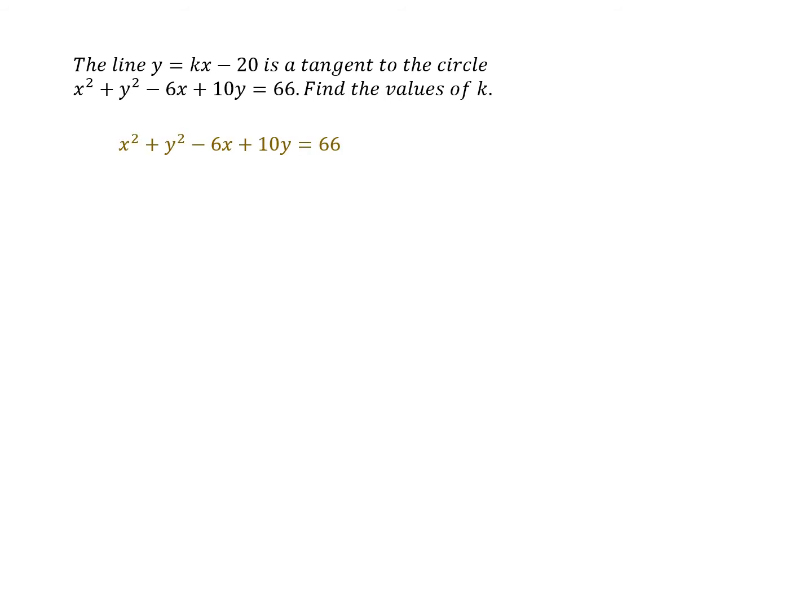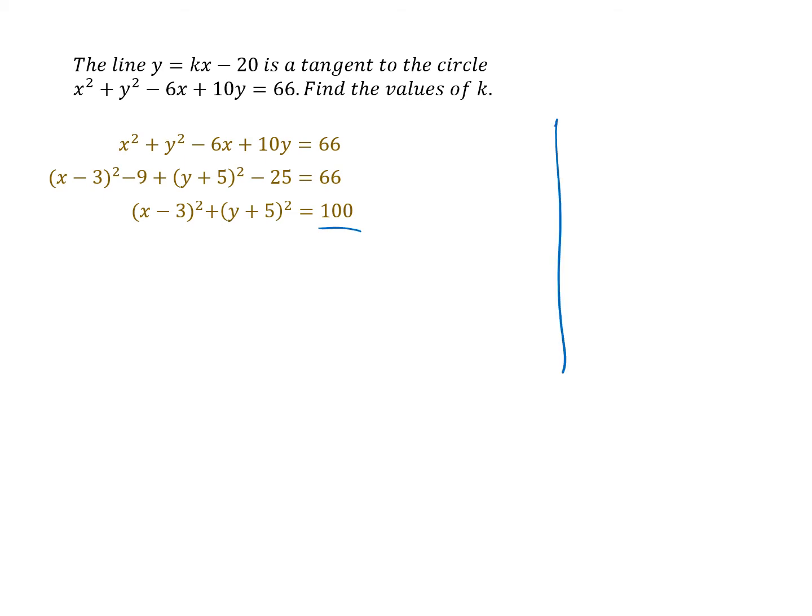So there's the equation of the circle. I'm going to take the x squared minus 6x and complete the square on that, and then the y squared plus 10y and complete the square on that. So completing the square on x squared minus 6x is x minus 3 squared minus 9, and then the y squared plus 10y, completing the square on that. Tidying that up gives me a nice little 100 there, which is my r squared. So what we're looking at is a circle with center at (3, -5), something like that, radius of 10.